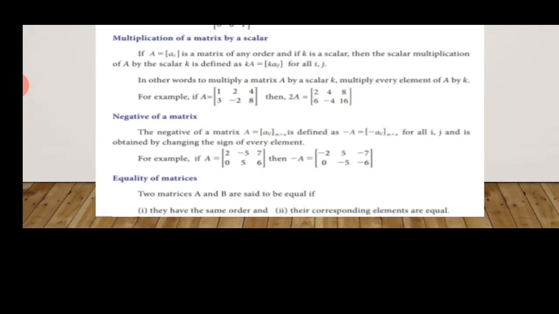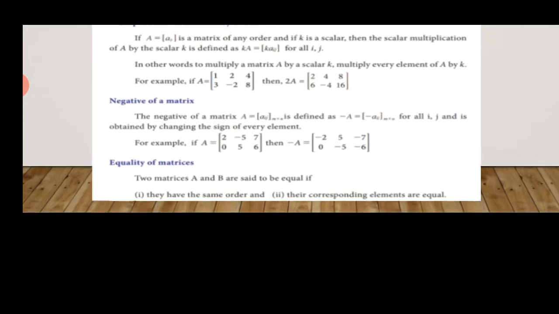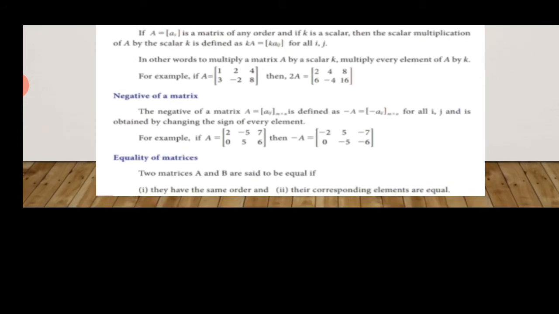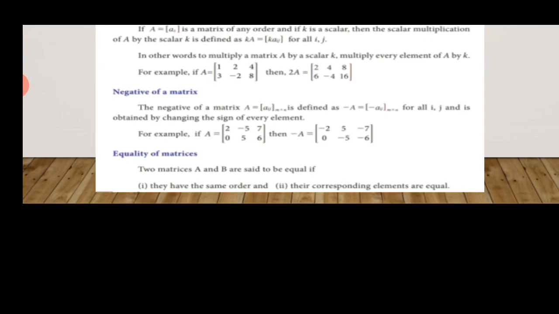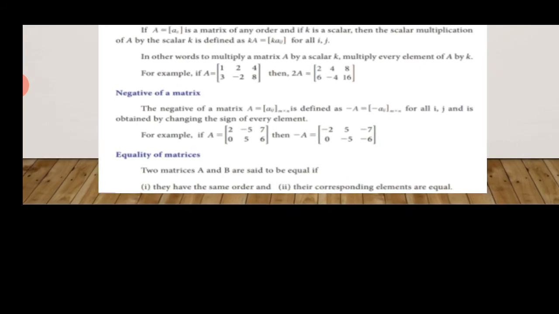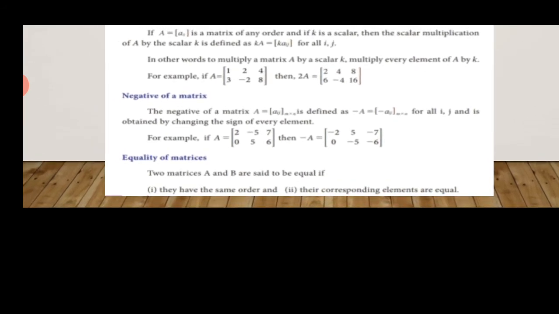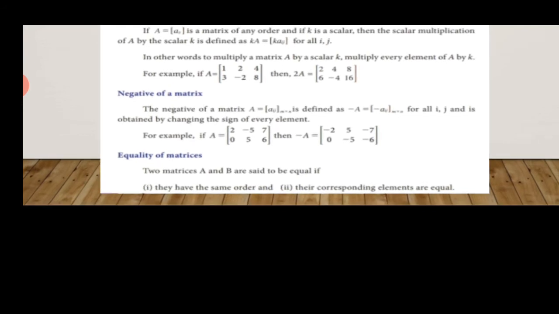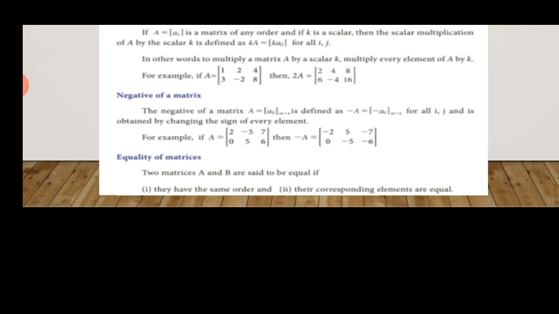Next topic is negative of a matrix. It's quite simple. In the example, if A is equal to 2 minus 5 7 and 0 5 6, then minus A, the negative means we have to apply the negative sign by multiplying with the matrix. When you multiply with the matrix, you have to apply it to all the elements in it. So minus A equals minus 2, 5, minus 7, 0, minus 5 and minus 6, right?